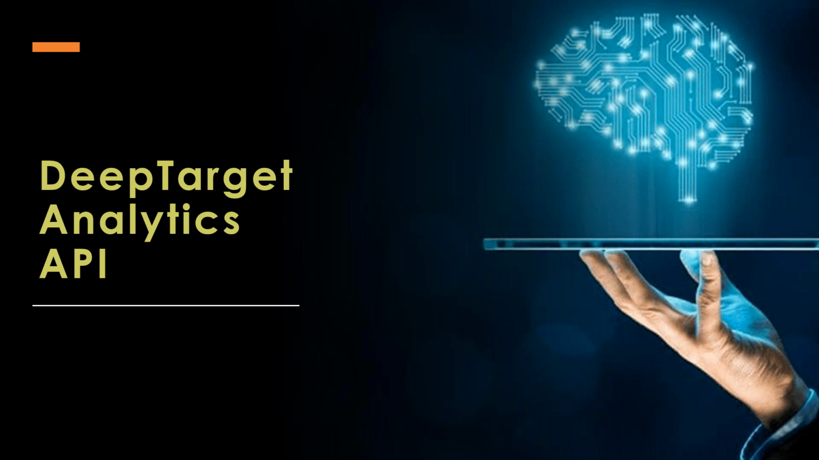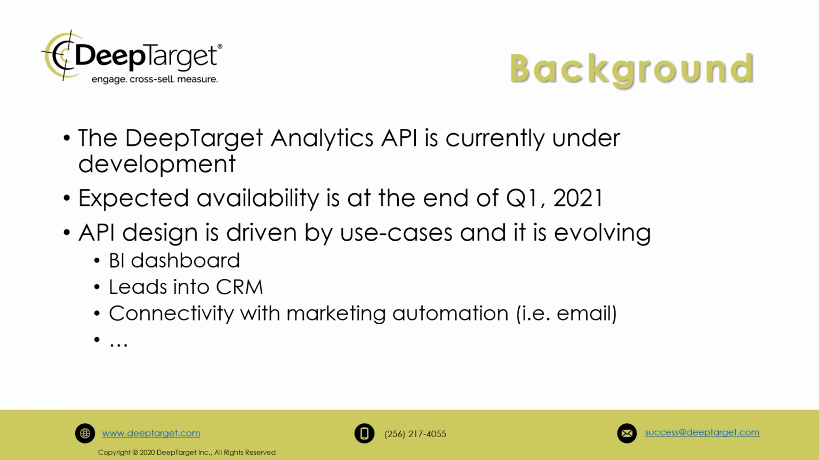So let me start with some background. The DeepTarget Analytics API is currently under development. We expect availability at the end of Q1 this year, so a couple months from now. And the API design is really driven by use cases, and it evolves as we optimize for the use cases.